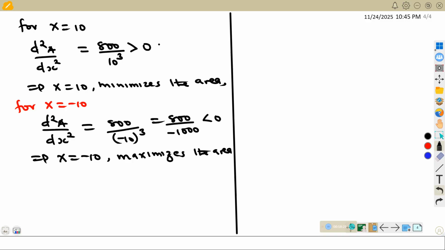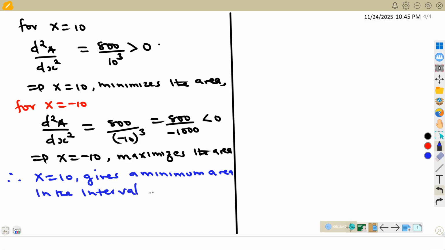So if that is the case, since our interest is to get the value of x which gives a minimum area, then we shall conclude that therefore x equaling to 10 gives a minimum area in the interval. Remember, our interval was 5 less than x less than 15, and we can easily see that x equaling to 10 is truly within this given range.